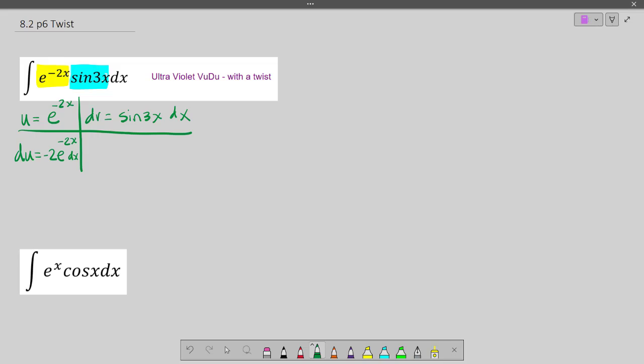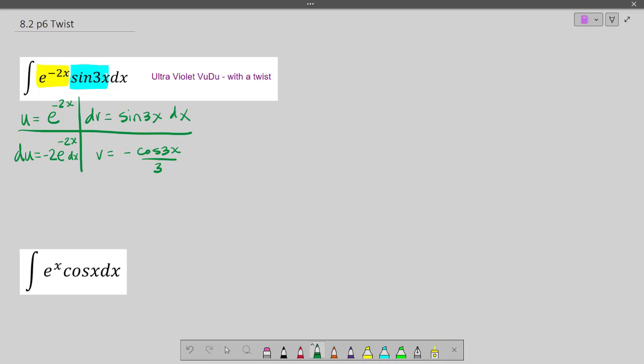Over here we're going to integrate the integral of the sine function, negative cosine function of the same angle. But then we have to do reverse chain rule and divide by 3. So you can put the 3 underneath, you can make a 1/3, whatever you want to do.